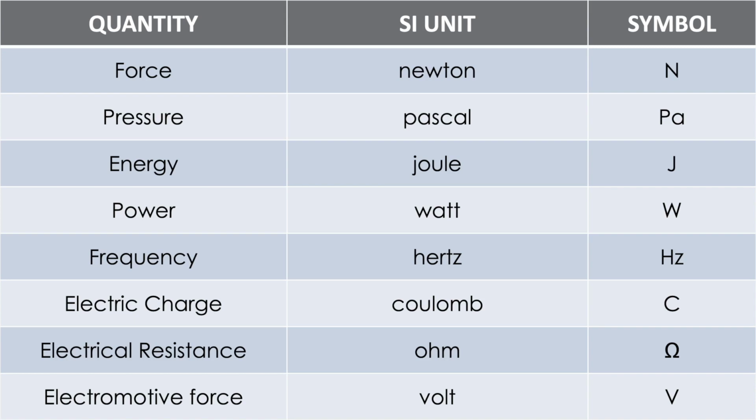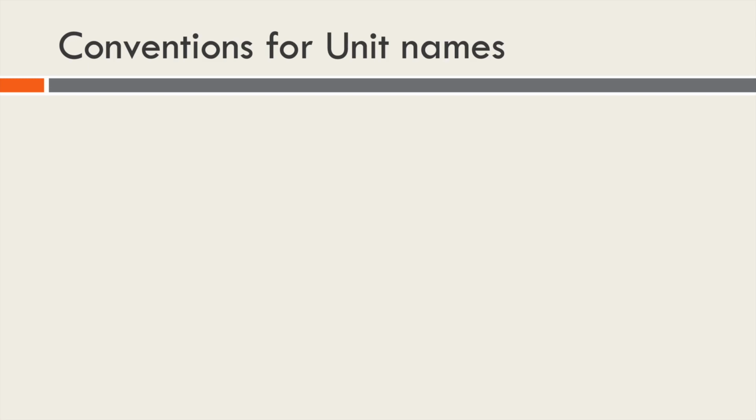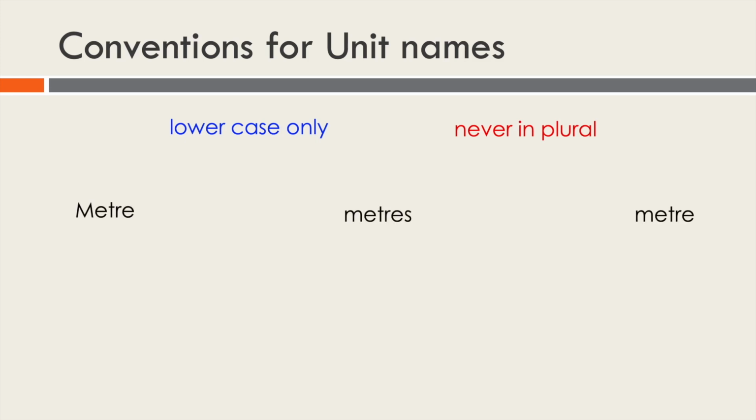Now, whenever we express units, we need to follow certain conventions. So there are two conventions for unit names. We must write unit names in lowercase only, and we must never express unit names in plural. So if we have Meter, meters, and meter, the first one is incorrect because the first letter is in the uppercase. The second one is incorrect because it is expressed in plural. And meter is correct because it follows the conventions for unit names.